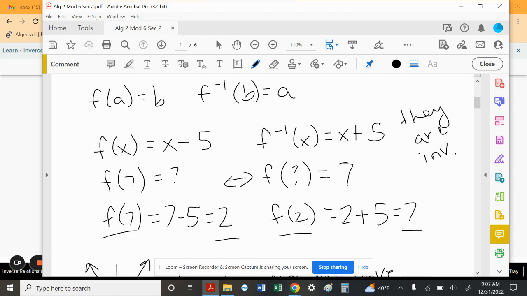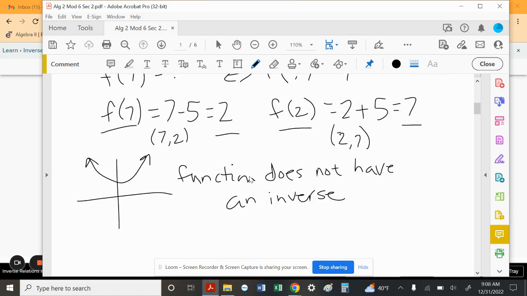Okay, so that's what we do to check them. We plug in a number for the original function, and then we reverse the x's and the y's, and plug it into the second function and check to see if it comes out to be the opposite. So notice in this case, x is 7, y is 2. In this case, x is 2, and y is 7.